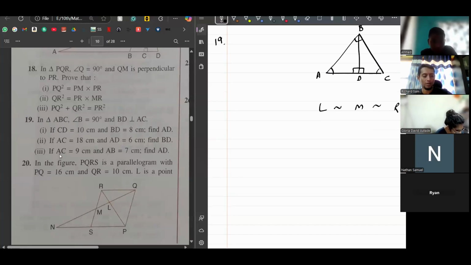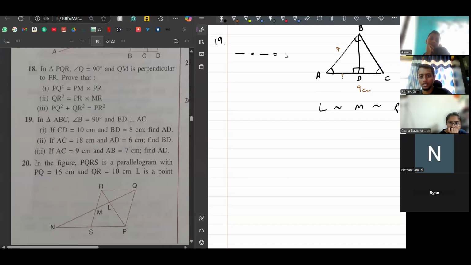Now let's see the third one. AC is equal to 9. AC is the full thing, that's 9 centimeters. AB is 7. Find AD. Which are the two triangles we are comparing over here? Left and middle.